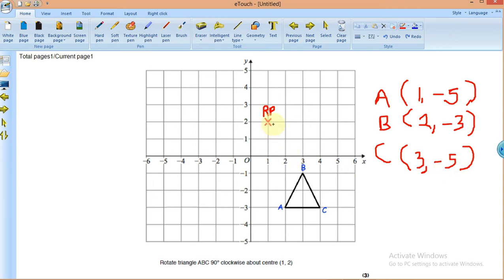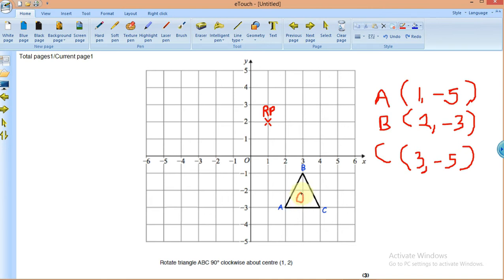From the reference point 1, then 1, 2, 3, 4, 5, correct. 1, 2, then 1, 2, 3, correct. Then 1, 2, 3, then 1, 2, 3, 4, 5. Everything is okay. So that's the coordinates for the object, the given object. Okay, so let's go ahead with the image now.